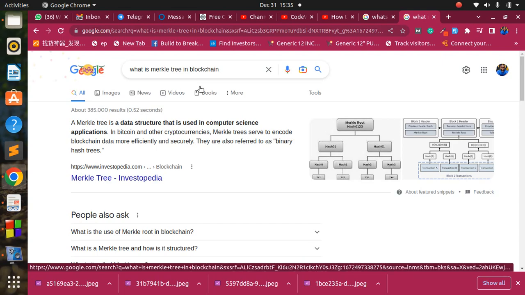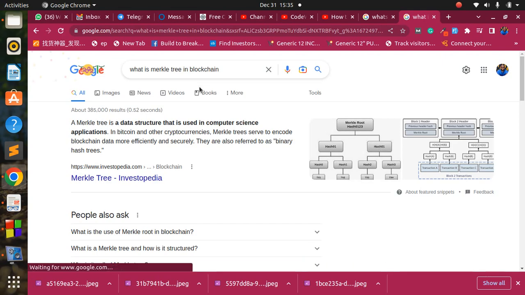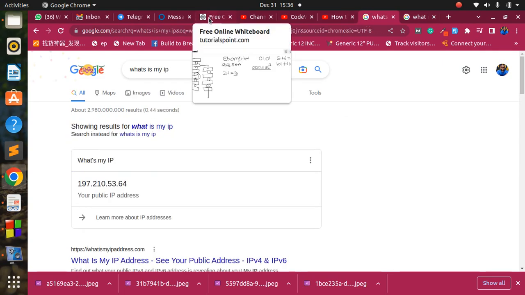Merkle trees serve to encode blockchain data more efficiently and securely, just like storing the data. To encode it, they are also referred to as binary hash trees. Look at the way it is. You see, just like this, to encode the data, to hash it. You see the picture diagram? Just like encrypting a password. That's just what it is. Right? So where are we?